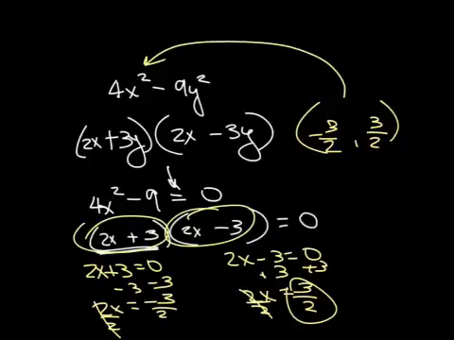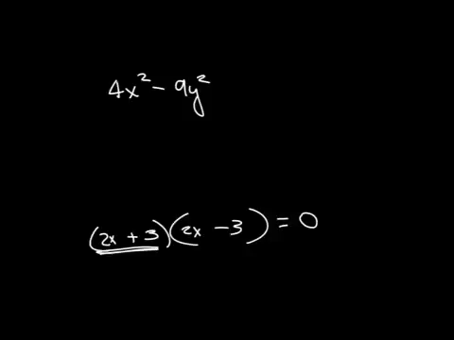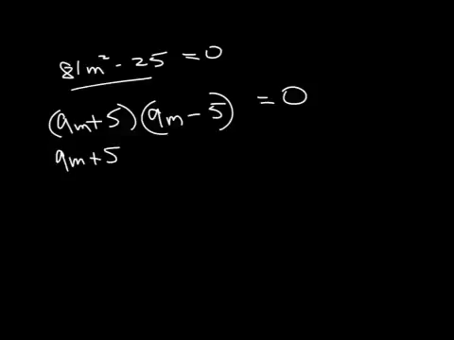Alright, let's look at example 39.2. Alright, 39.2 says we have 81m squared minus 25 equals 0. Difference of two squares right there. Two parentheses. Don't forget my equals 0. 9m plus minus square root of 25. Okay, so we just took the difference of two squares, we factored it. Now we have to set each one equal to 0. That's always the next step.